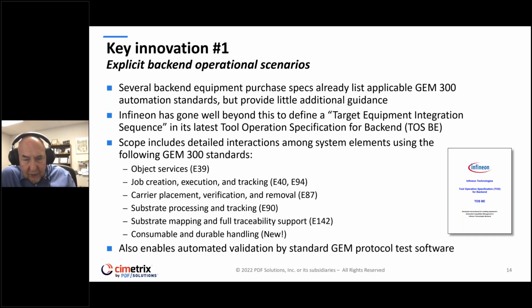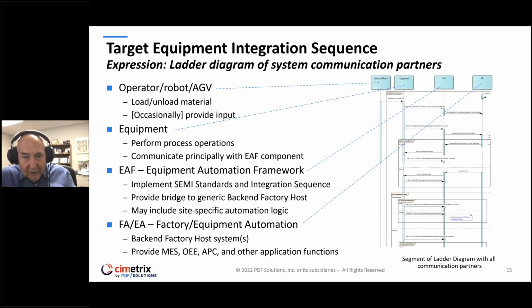So all of these items are explicitly referenced in the TOS backend, and this level of specificity enables you to actually validate the implementation by standard GEM protocol test software. So that's the benefit of having an operational scenario done at this level. So what does this actually look like?